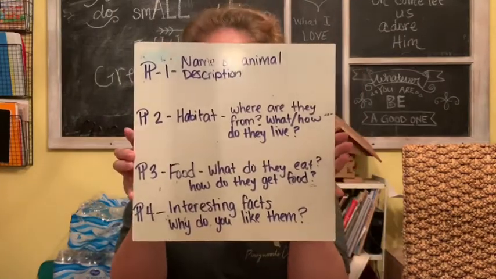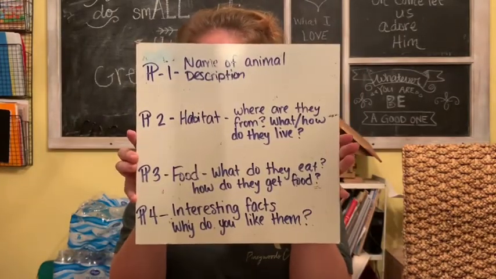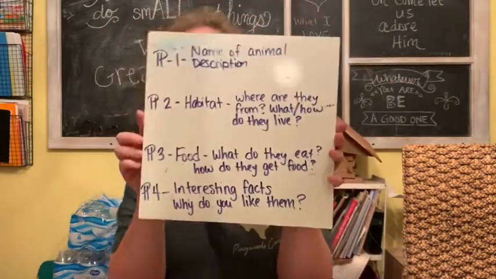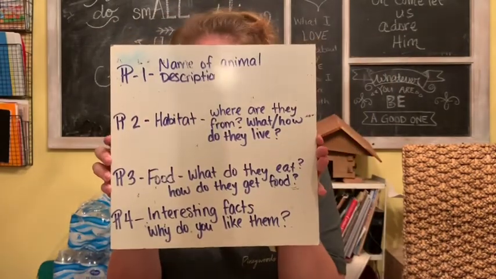The first paragraph is going to be the name of your animal and a description of your animal. So what does your animal look like?